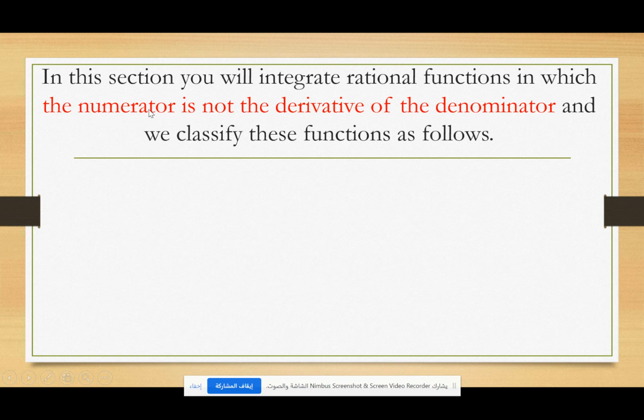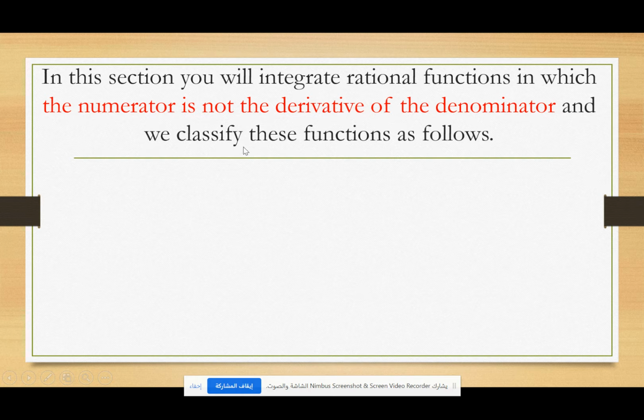Because if the numerator is the derivative of the denominator, like we studied before, that means it is the derivative of ln the denominator. Let me repeat it. We said that if the numerator is the derivative of the denominator, that will make it an integration of ln the denominator inside absolute value. But today, our lesson is talking about if the numerator is not the derivative of the denominator.